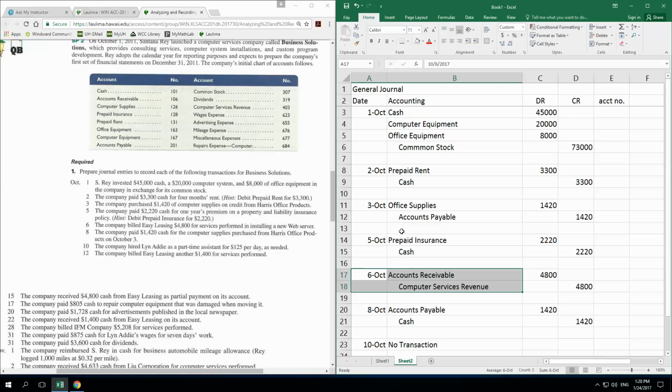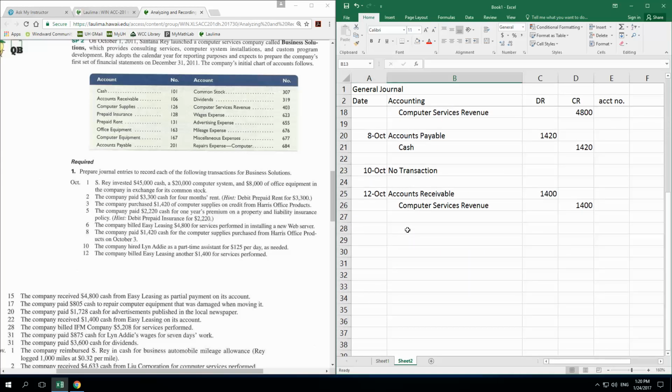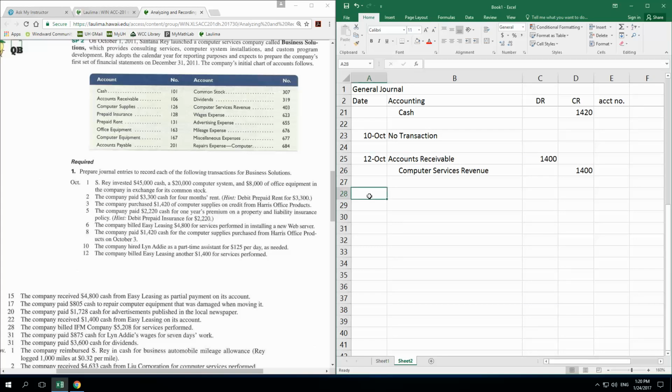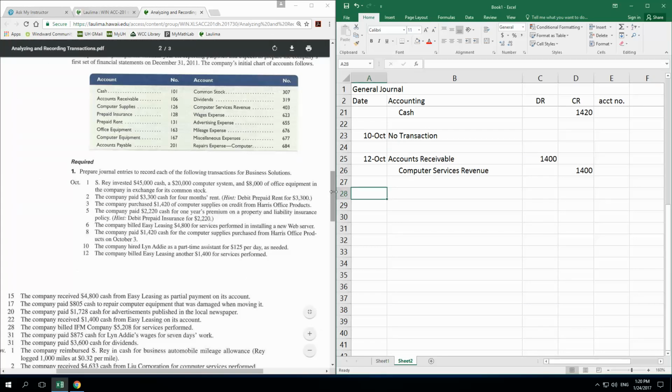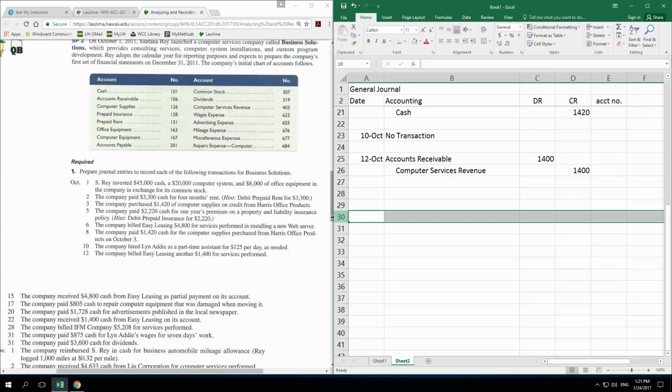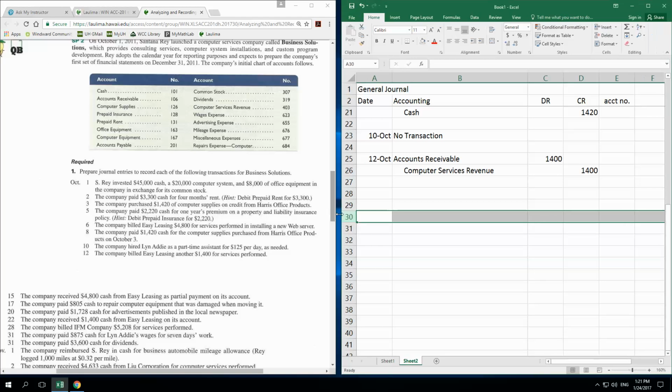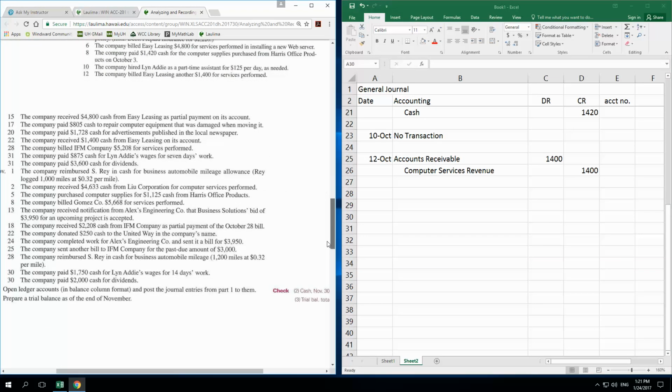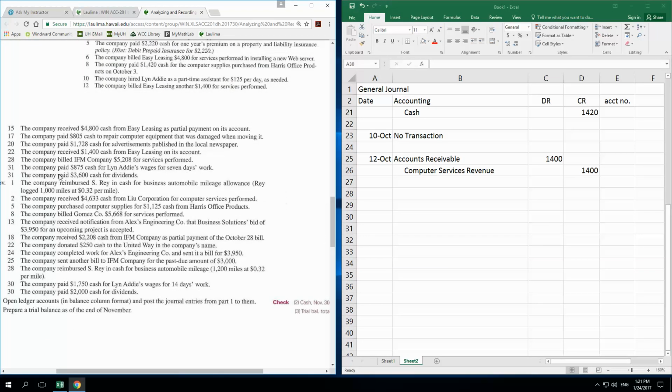Now, where were we? Okay, that's what we did. But now there's more transactions than just that. See down here, they gave us the 15th forward. So we got several more to do. Check this out.